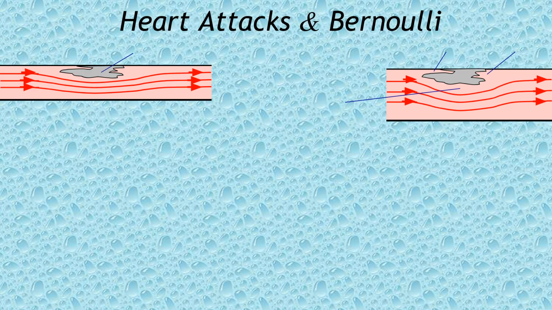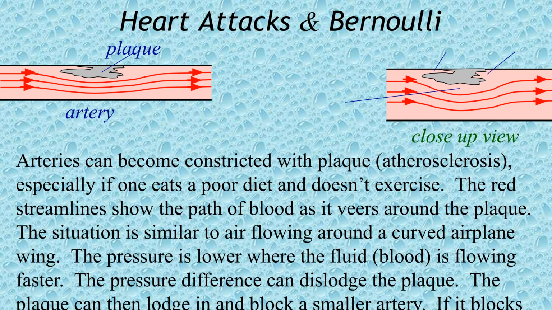Bernoulli's principle is relevant to heart attacks. When plaque narrows an artery, blood must flow faster around it, creating a low-pressure area. The pressure difference between the normal and constricted sections can dislodge the plaque, which may then block a smaller artery, leading to a heart attack.